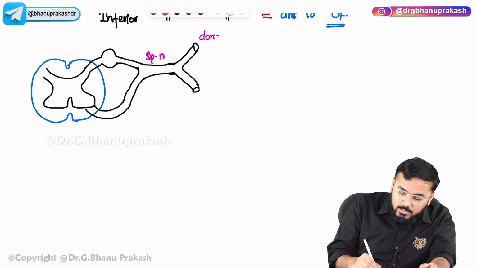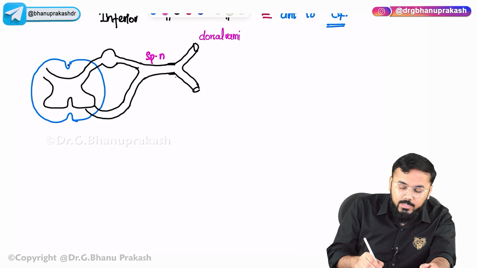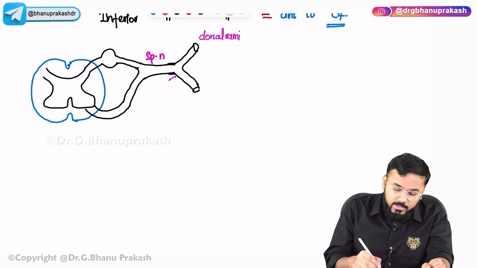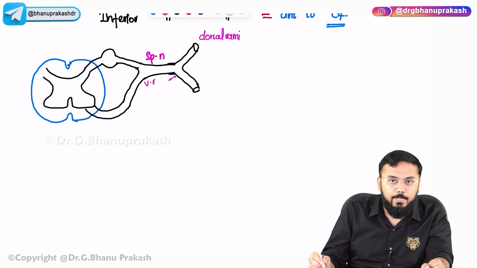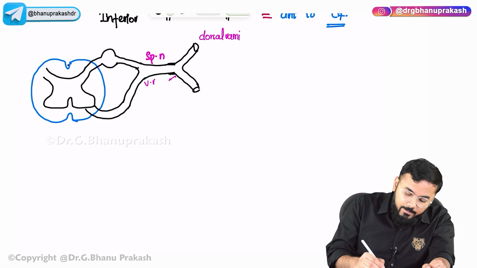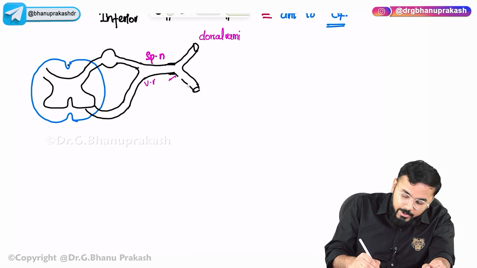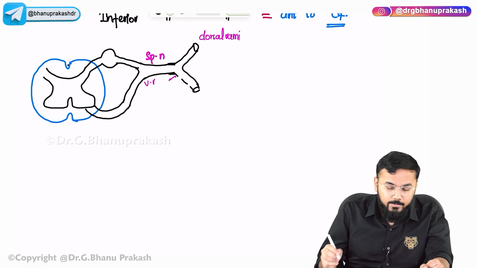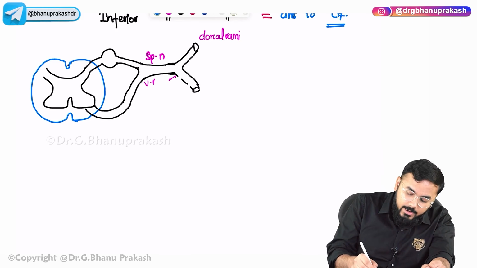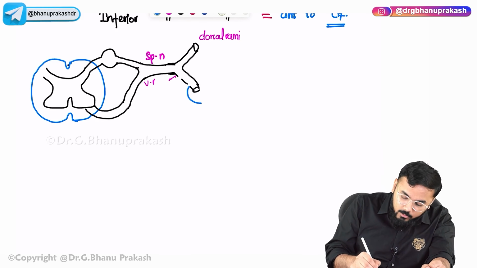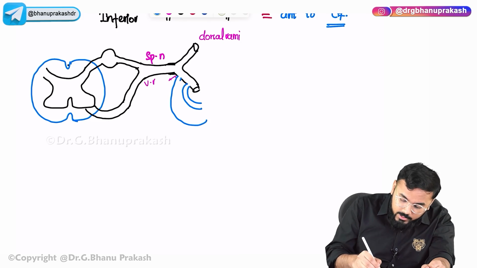One is called the dorsal rami, and this one over here is called your ventral rami. The lower one over here is called your ventral rami. This particular ventral rami has two more branches. What are these two more branches of ventral rami? Look here, this branch over here is called your white ramus, and down here whatever you have is called your gray ramus.